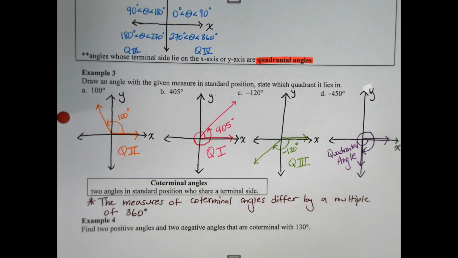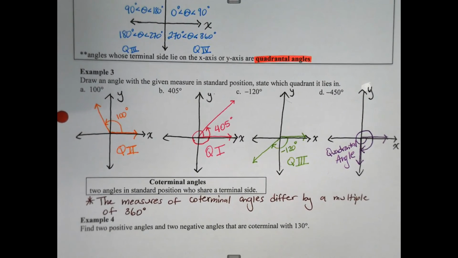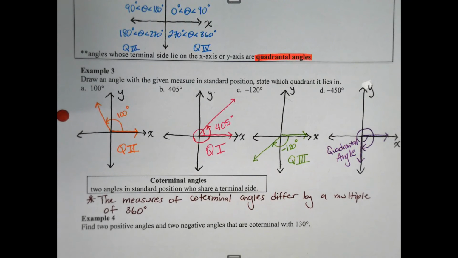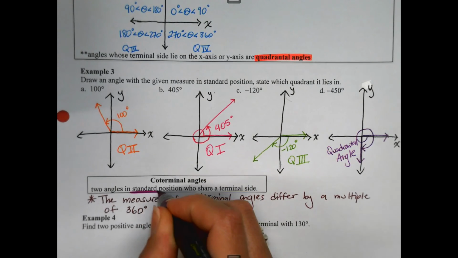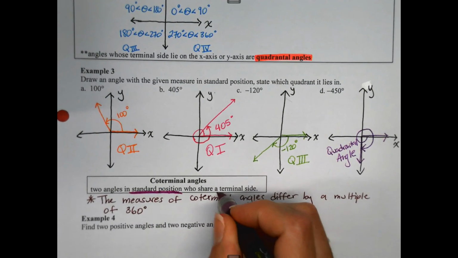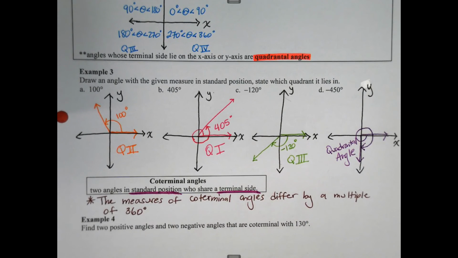The last concept we're going to talk about in this first section is coterminal angles. Angles are said to be coterminal if they are two angles in standard position who share a terminal side. So the key thing here is they have to be in standard position and they have to share a terminal side. The easiest way to describe them is that measures of coterminal angles are going to differ by a multiple of 360 degrees.